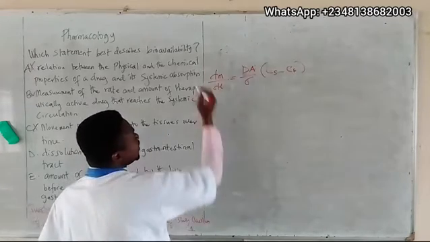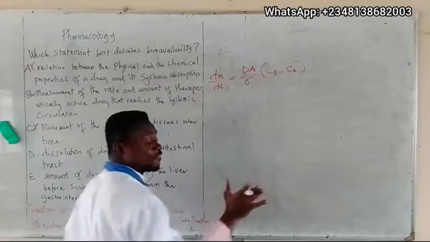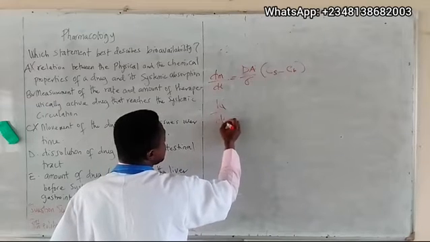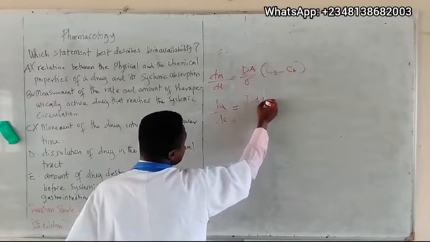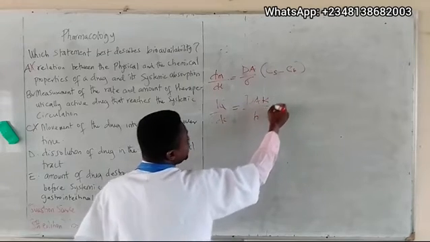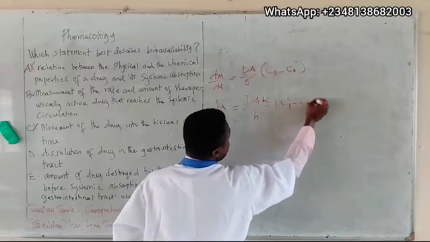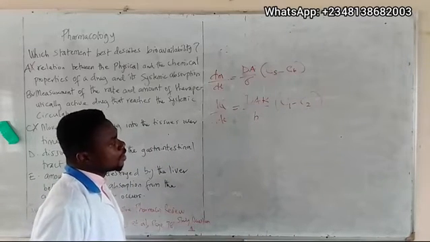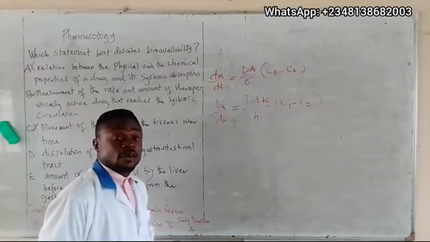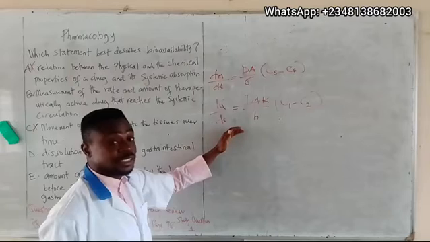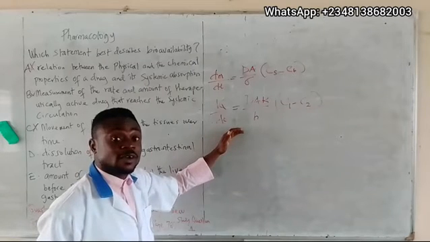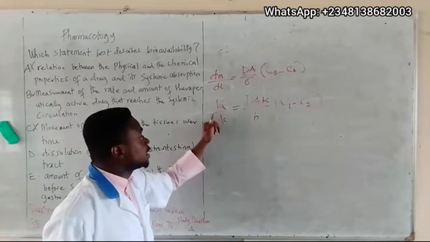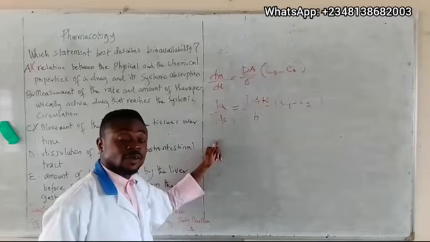Now, let me bring in Fick's equation here. Fick's equation says that dQ/dt is equal to this. After this, we now compare the two of them. Before you can understand this, I want to say one or two things about Fick's law. dQ/dt is the rate of diffusion of drug.